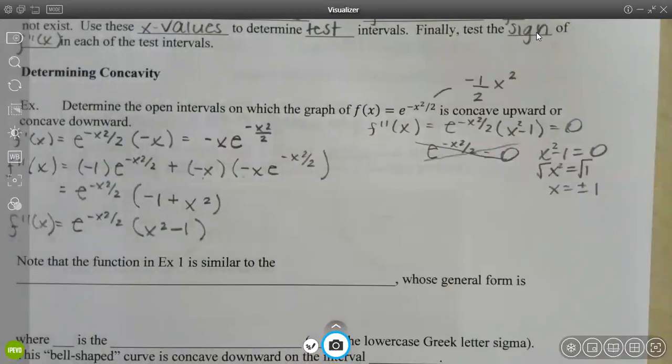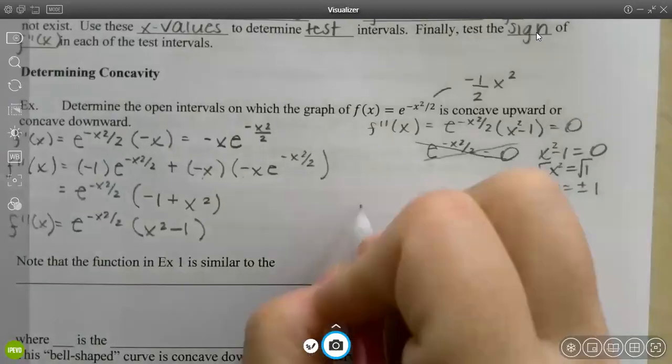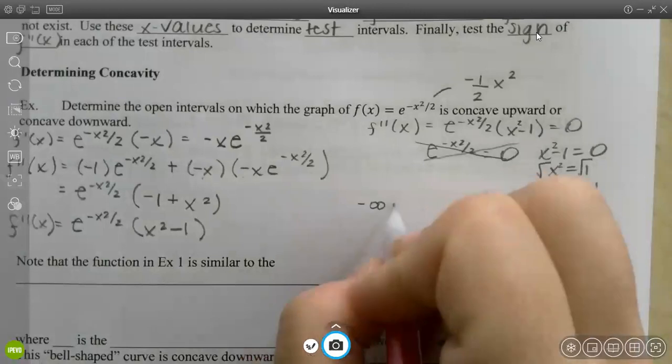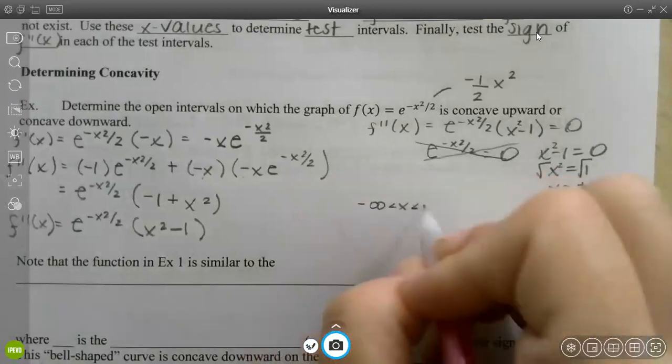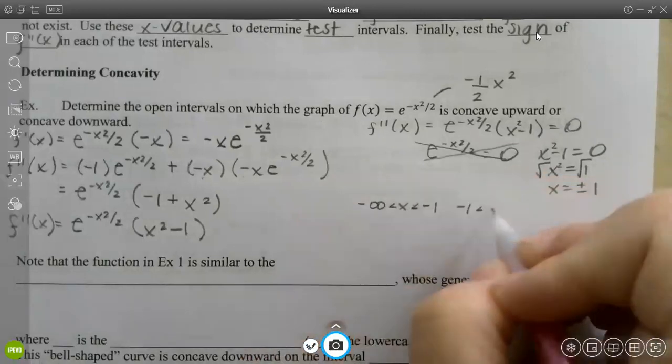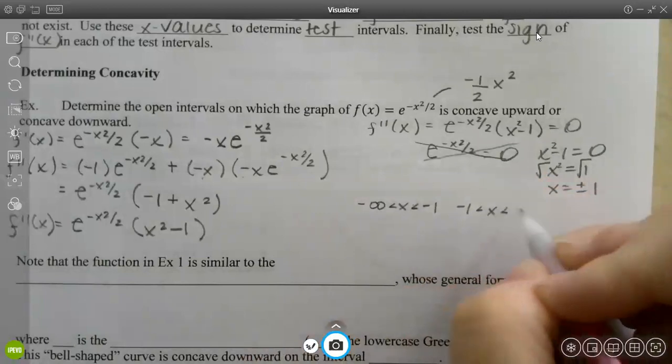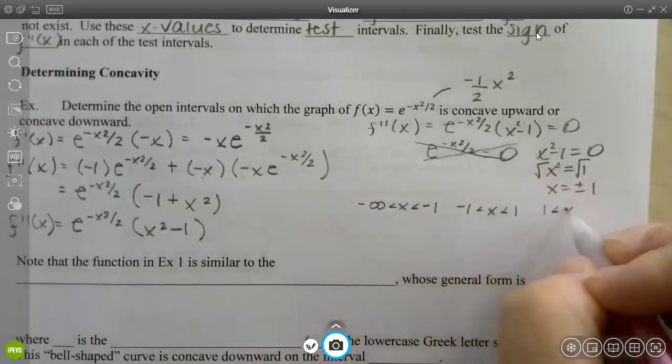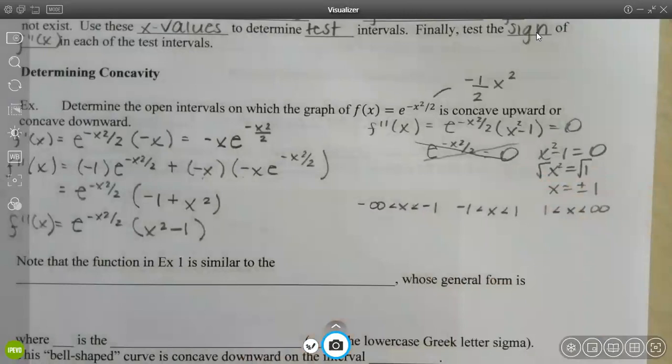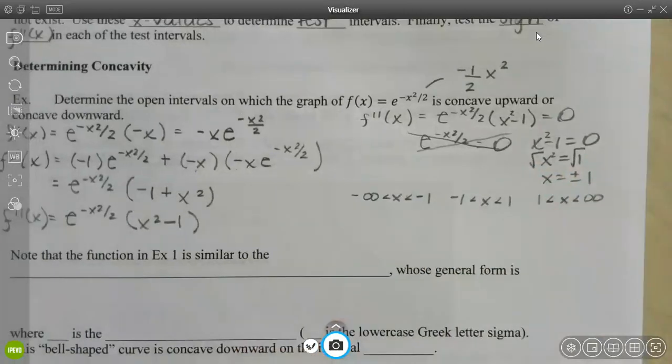So now I have my intervals. Did it specify an interval? So what do we use? So we're going negative infinity, less than x, less than negative 1, negative 1, less than x, less than 1, 1 less than x, less than infinity. Yesterday I got tired of writing these intervals, so I did just like I told you, do the dash or whatever. That is fine. Y'all don't stress out about having to write it specifically like this.